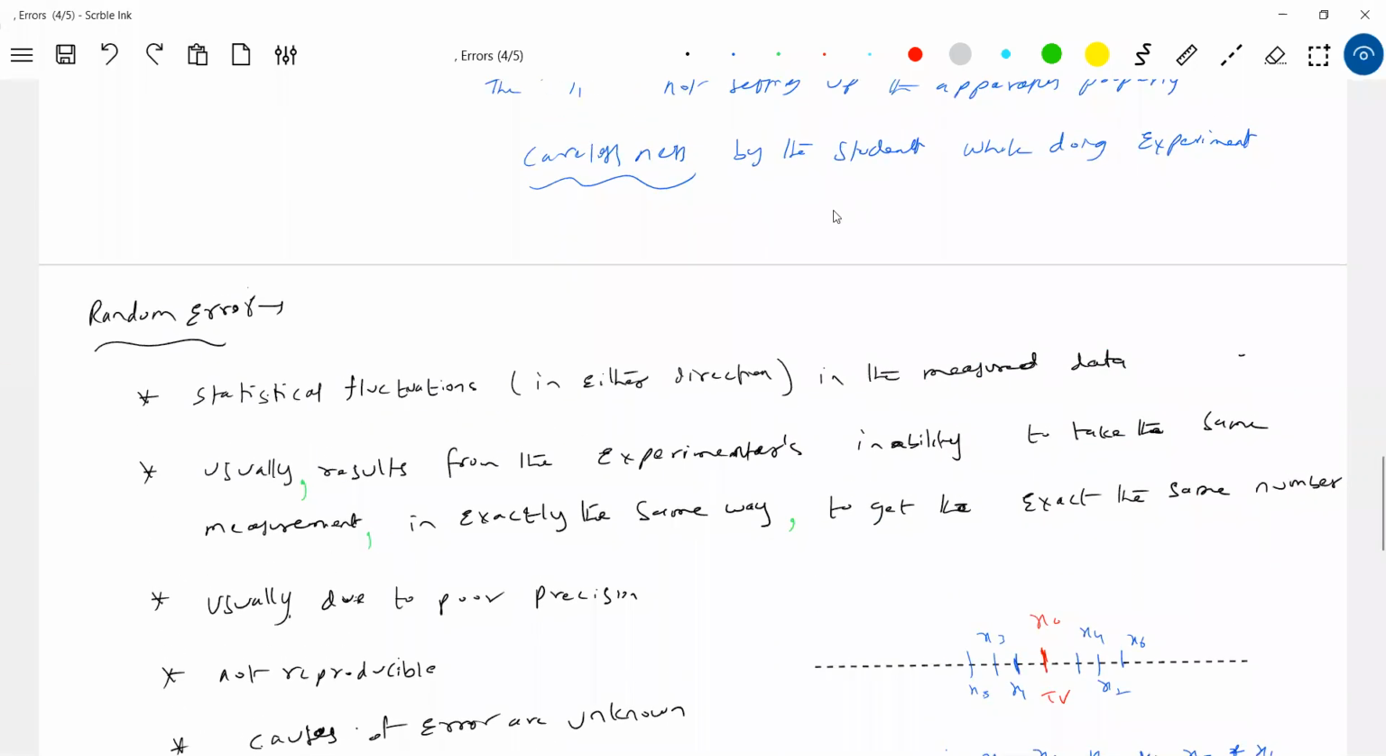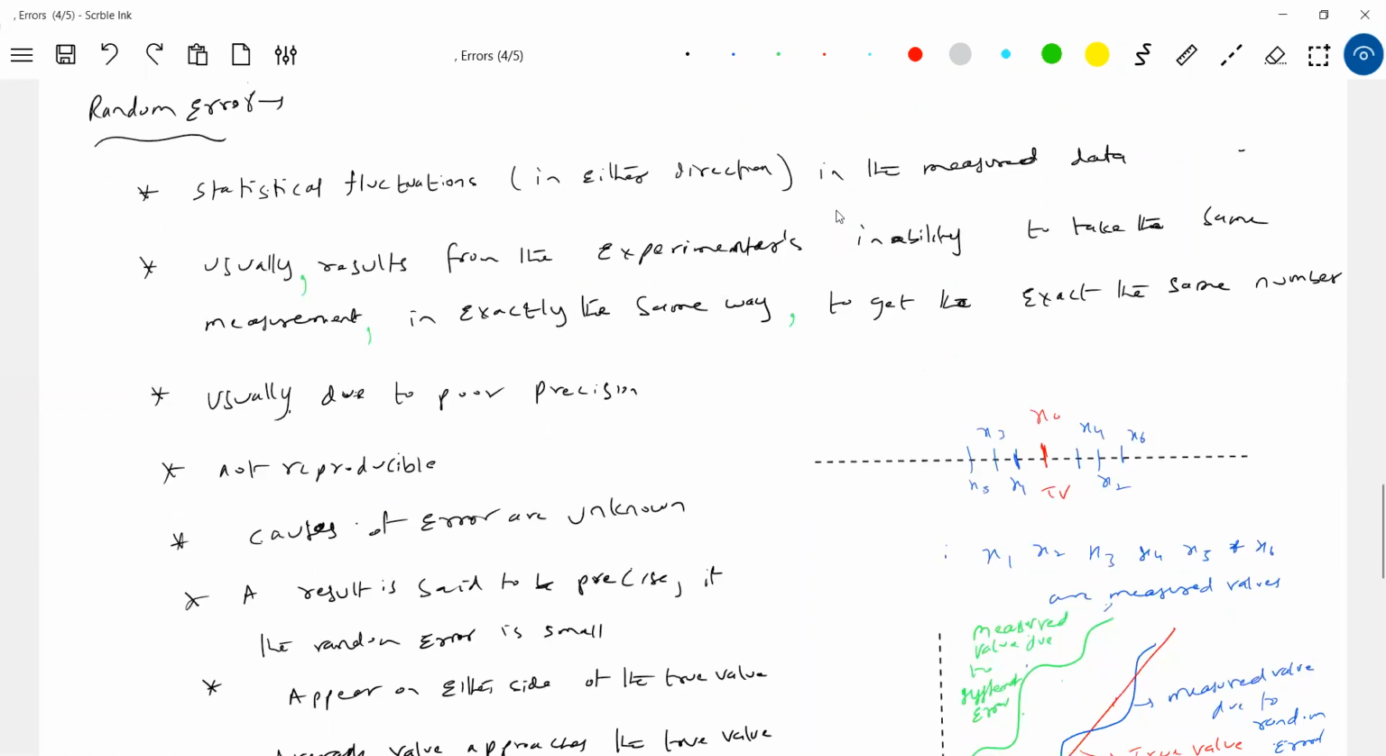Somebody is asking, when can we conclude that there is no error? There is no experiment in the world till date, in the history of mankind, where they have done a measurement and there is no error. From the creation till now, there is no measurement without error. There will be error. So there is no question of no error. Random error, systematic error, okay, you can take it, but random error, you can never eliminate.